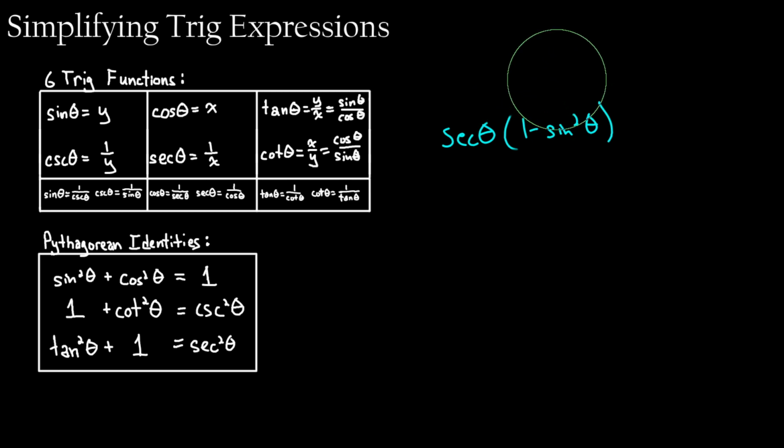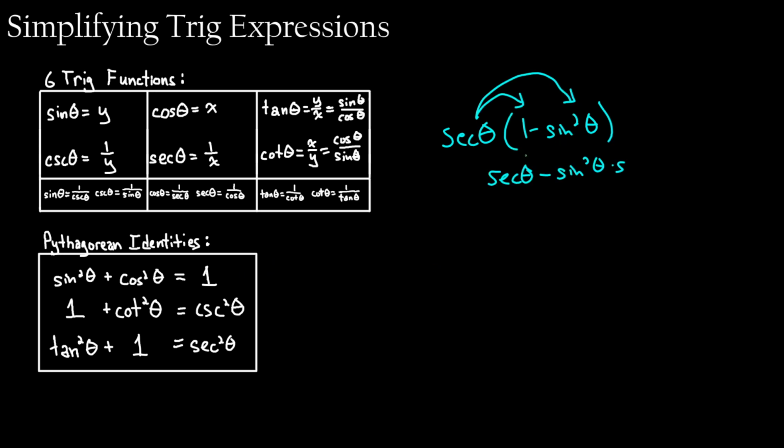Instead of distributing, I notice here that this has a sine squared in it, or something squared in it. So I'm going to actually look to my Pythagorean identities, and I notice right here, this one, the main Pythagorean identity, sine squared plus cosine squared is equal to 1. Well, if I subtracted the sine squared over, then that would be cosine squared theta is equal to 1 minus sine squared of theta, right? So let's go ahead and substitute cosine squared into this for this 1 minus sine squared theta.